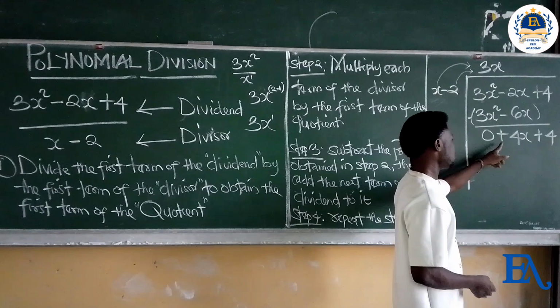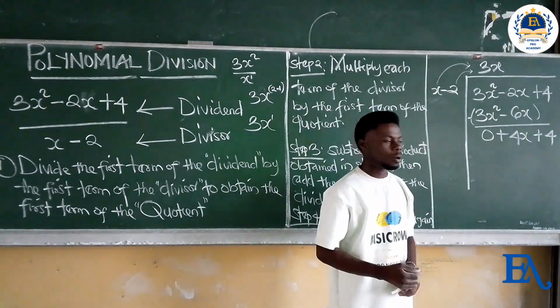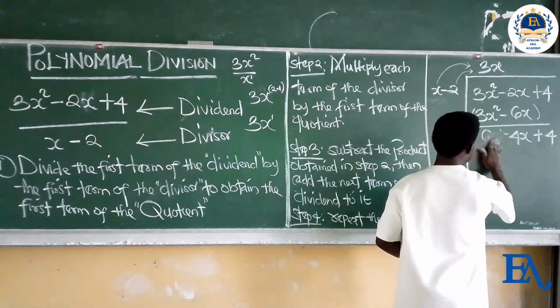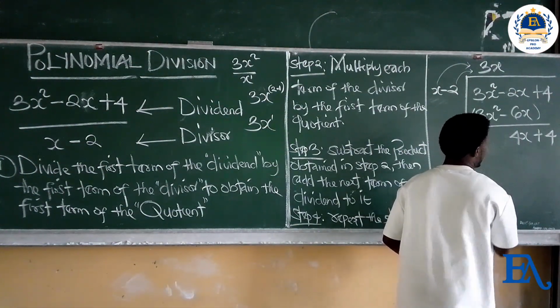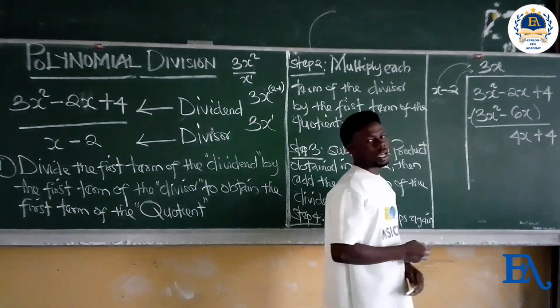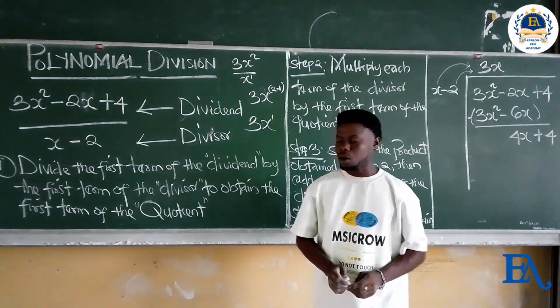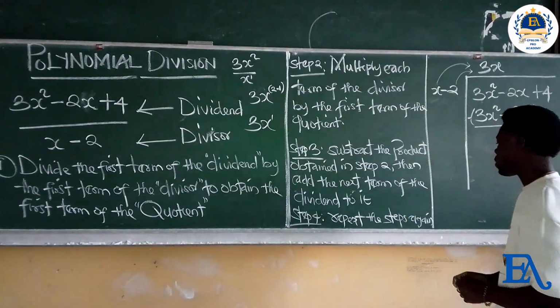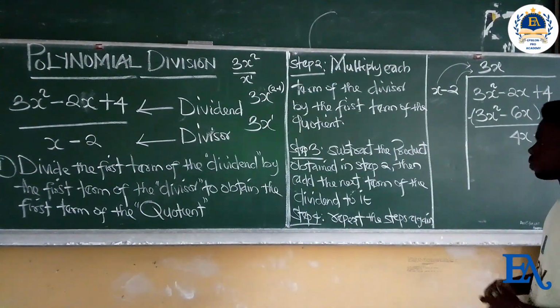Now 0 plus 4x plus 4 is the same thing as 4x plus 4. We can take off the 0 plus from it, so we are left with 4x plus 4. This 4x plus 4 is going to serve as a new dividend. Now we are going to step number 4. Step number 4 is repeat the steps again from step number 1.